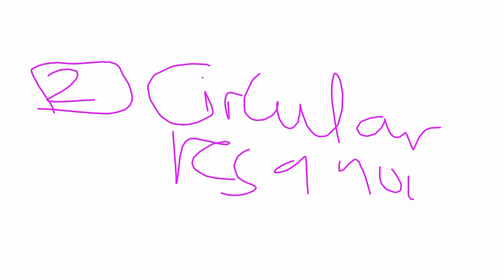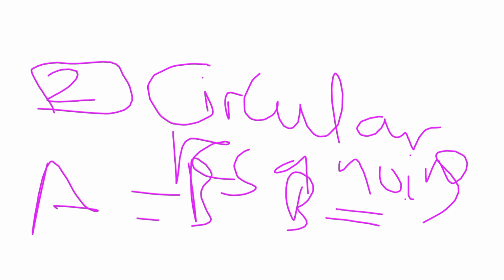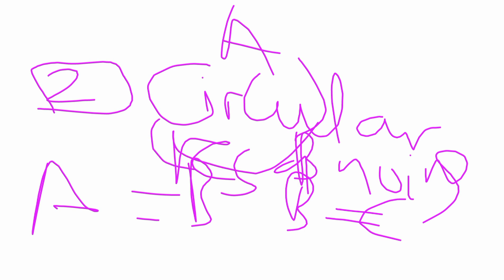Secondly is circular reasoning. In circular reasoning, I say if A equals B and B equals C, then A approaches B, B approaches C, then C approaches A. This is called circular reasoning.